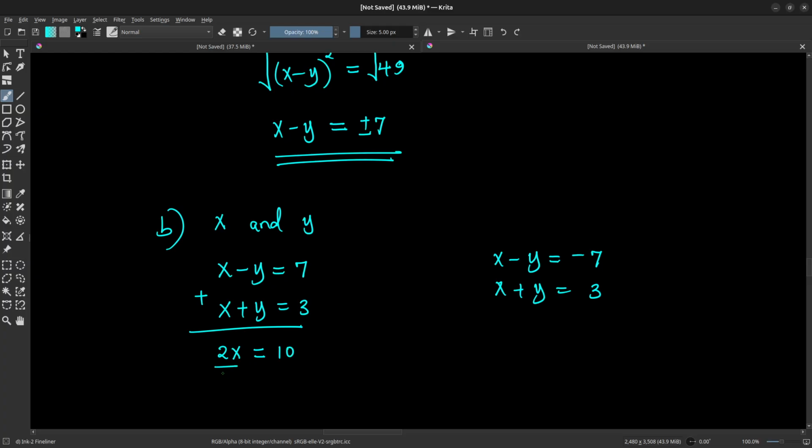And then to get the value of x, let's divide both sides by 2. So this means that x is equals to, 2 divided by 2 is 1, 10 divided by 2 is going to be 5. So x is equals to 5.